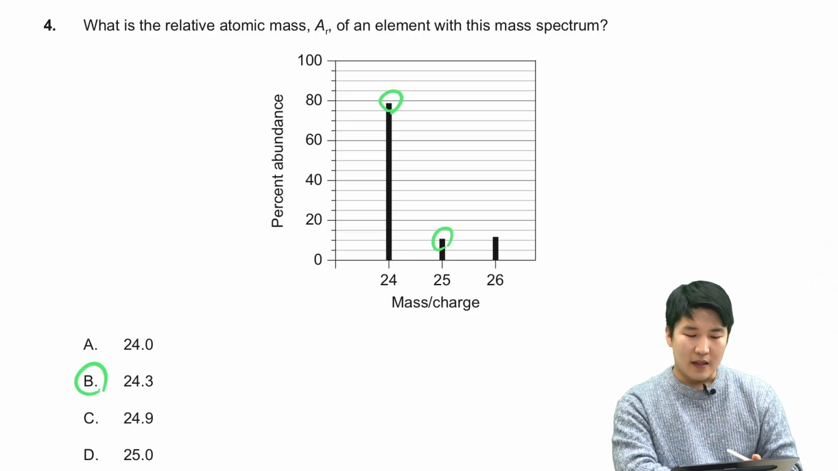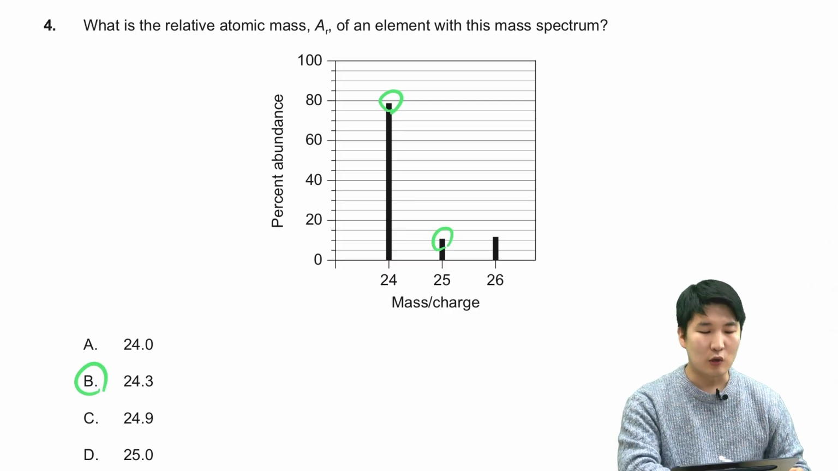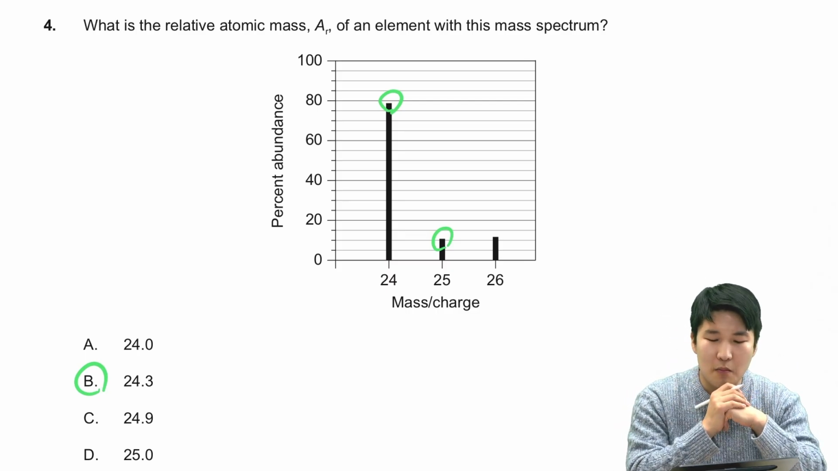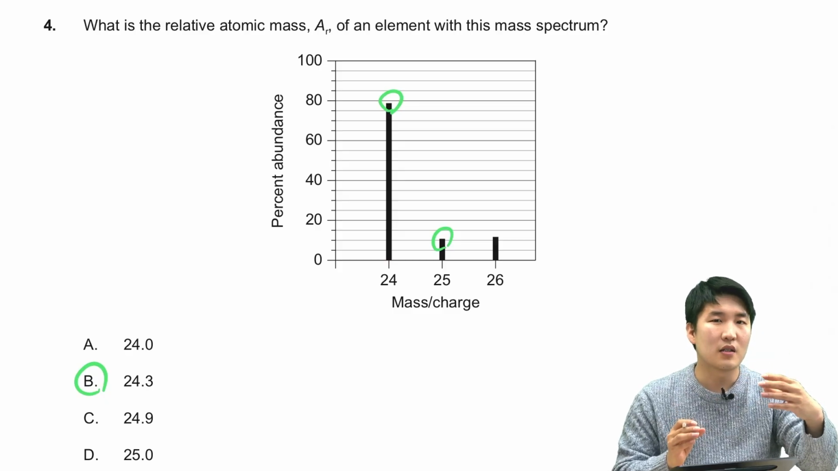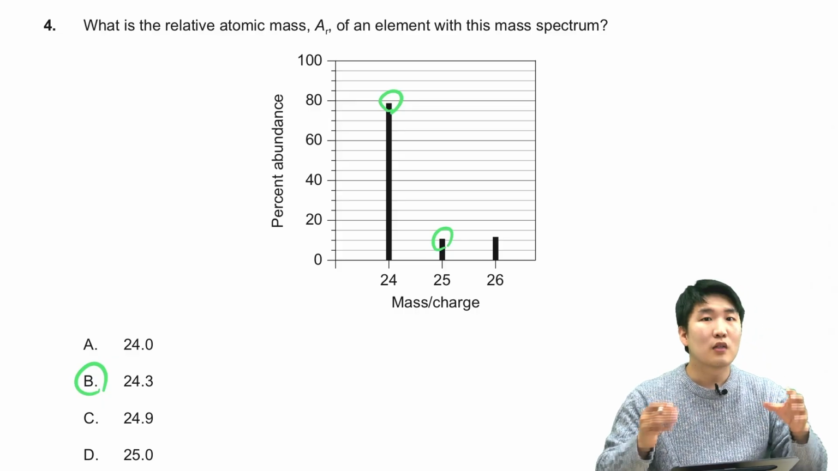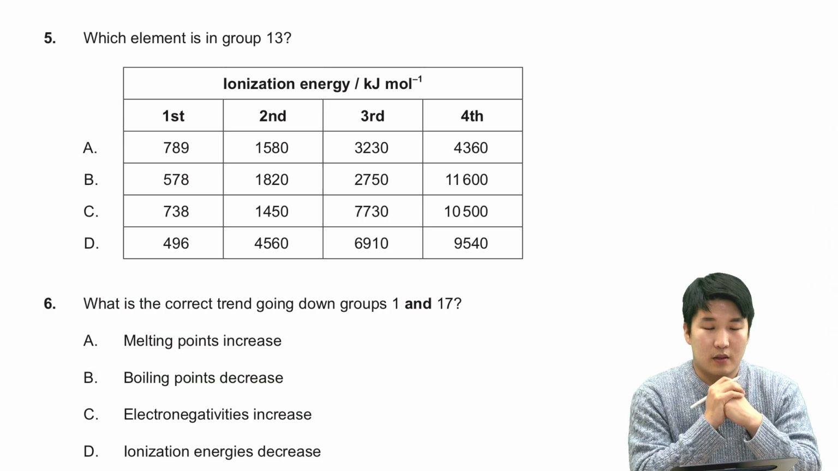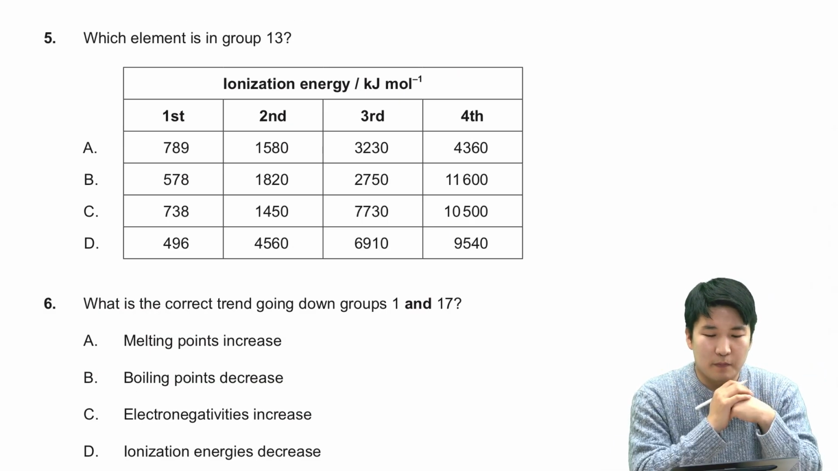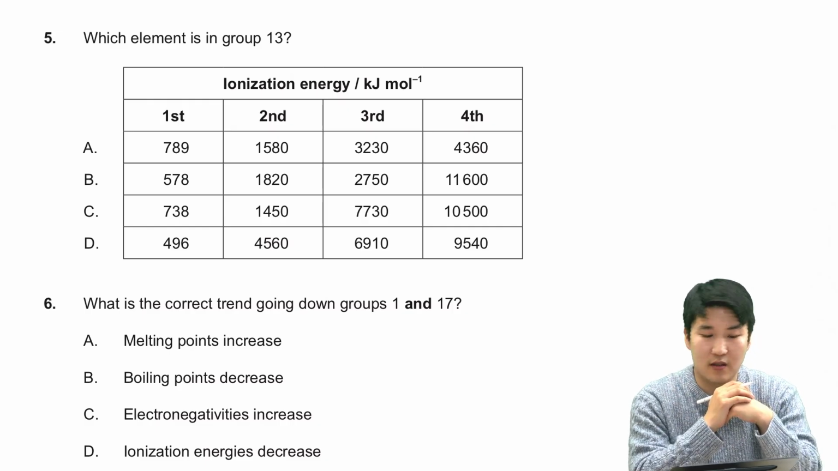If we were looking at the relative atomic mass to be 24.9, we would expect the mass 25 isotope to be of the highest abundance, with 24 and 26 mass isotopes to be of roughly equal abundances. Successive ionization energy question. We are asked to identify which of the rows would correspond to a group 13 element.